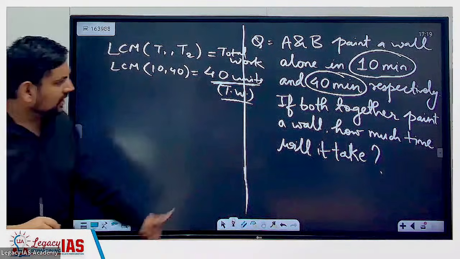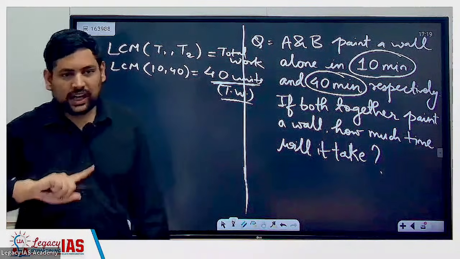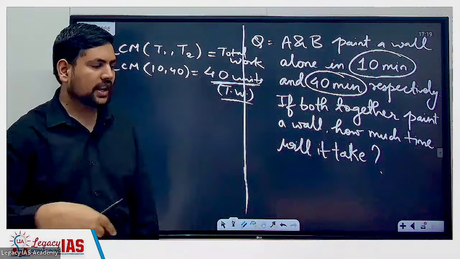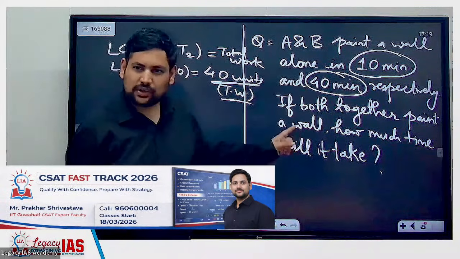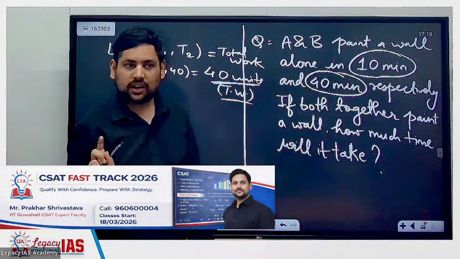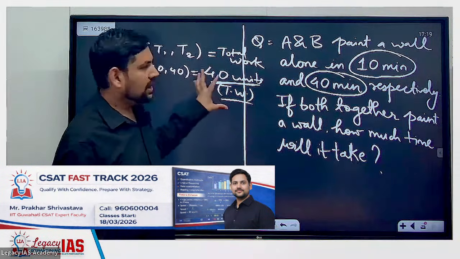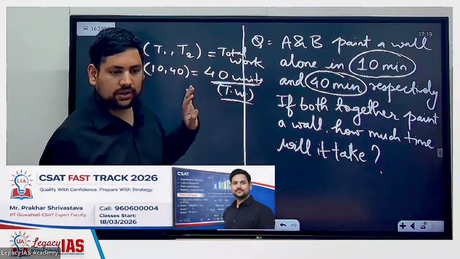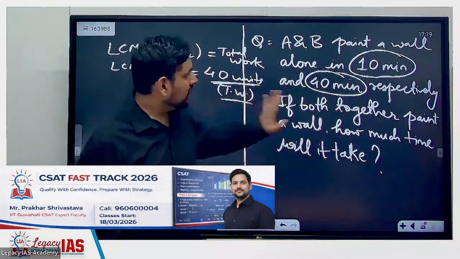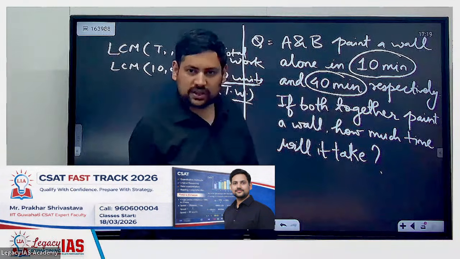Correct? Because you don't know right now the unit. Now you can take the work as 1 unit and then take it as 1 by 10, 1 by 40. But then calculation becomes tricky. So instead, what we do, we take their LCM, consider this as the total work. Now total work has come to us. Times you already have. Can we find the efficiency?